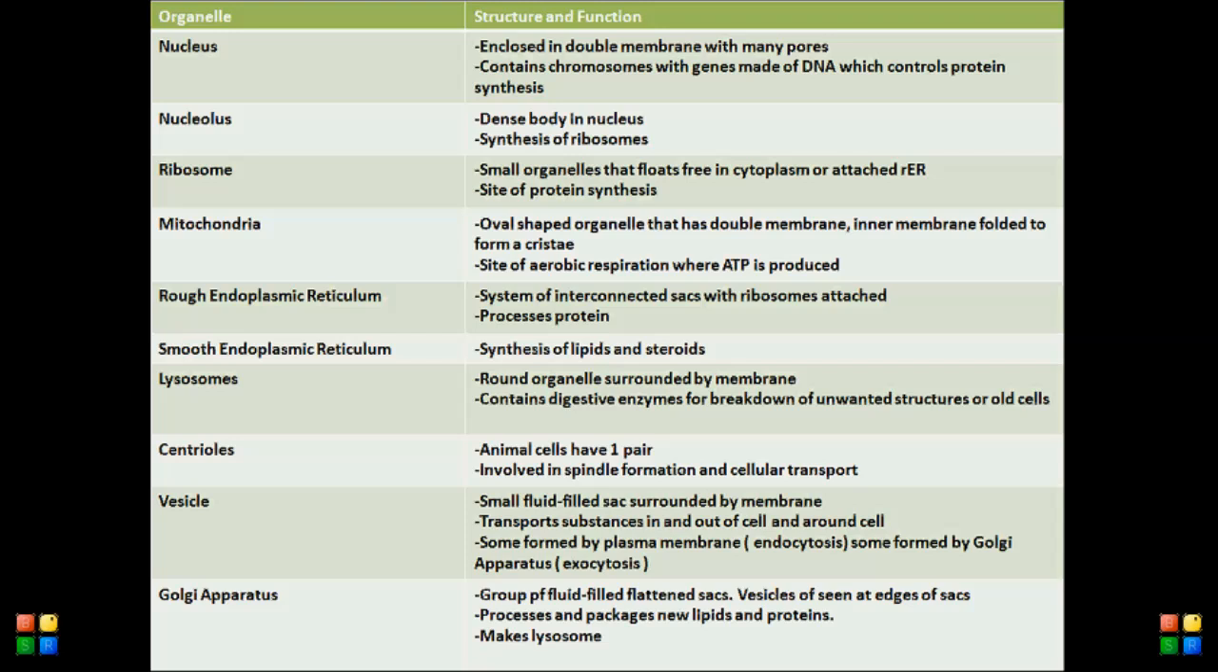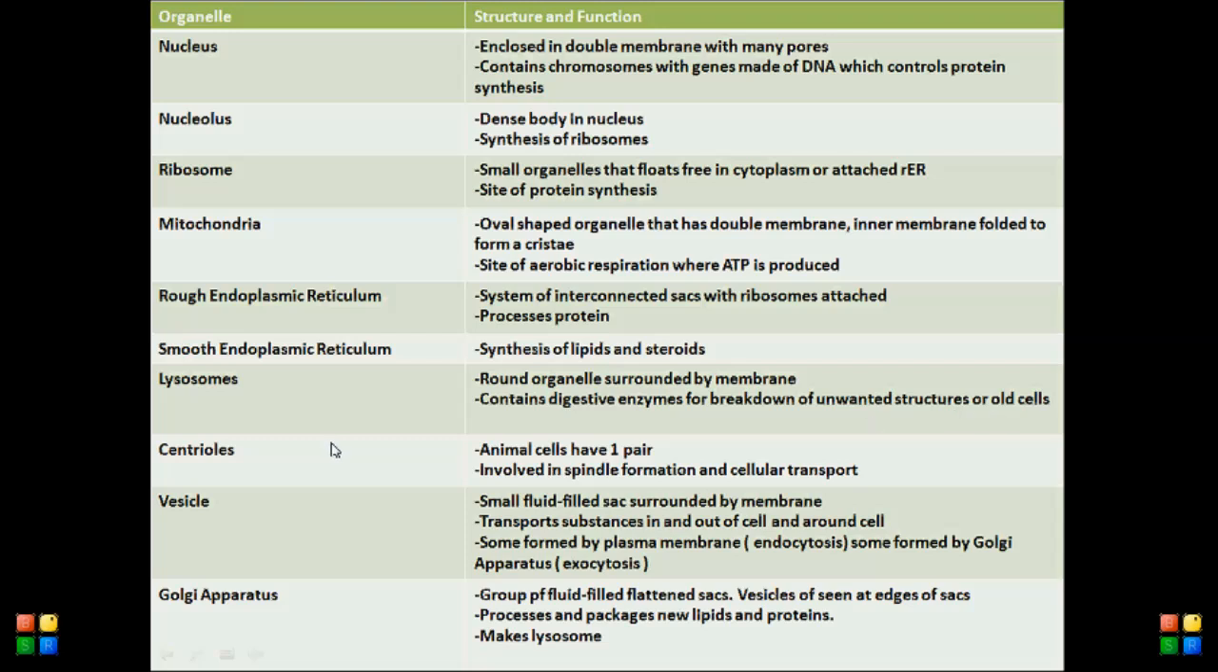We have two kinds of endoplasmic reticulum, rough and smooth. The rough endoplasmic reticulum is a system of interconnected sacs with ribosomes. Remember, ribosomes is what makes rough endoplasmic reticulum rough. It processes proteins. Then we have a smooth endoplasmic reticulum, and it synthesizes lipids and steroids. Lysosomes are round organelles surrounded by a membrane, just a membrane, not double, and it contains digestive enzymes for the breakdown of unwanted structures or old cells.